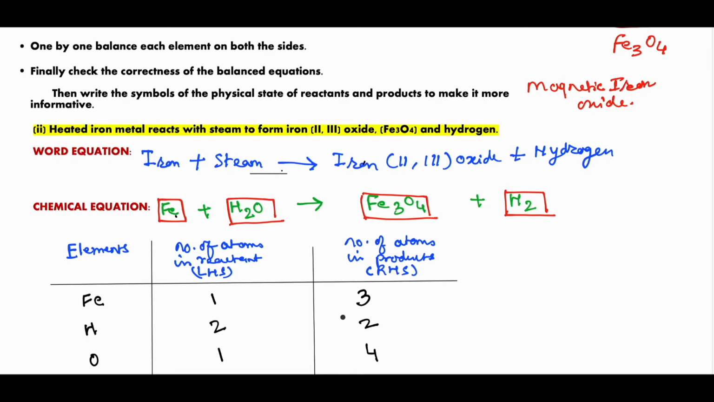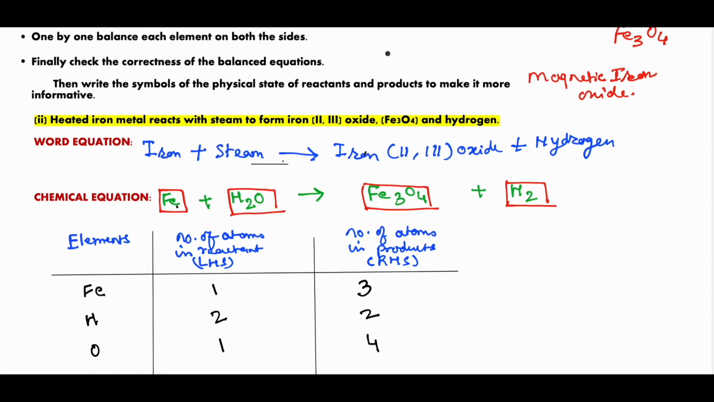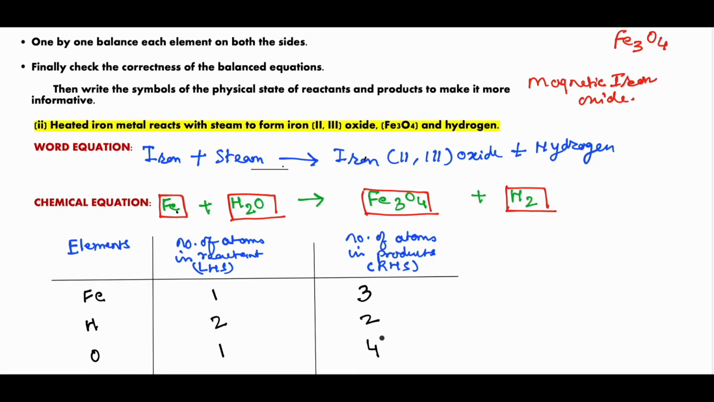Now to balance it, we will balance one by one. We will start balancing the equation with the element or compound having maximum number of atoms. So when we look at this chemical equation, it is observed that this compound Fe3O4 has maximum number of atoms. So we will start balancing from this Fe3O4.